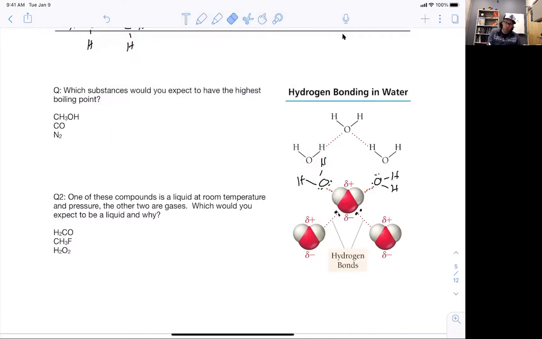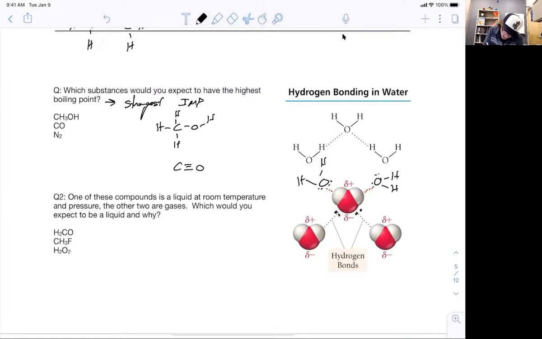So let's try a couple quick questions on some intermolecular forces here. Which substance would you expect to have the highest boiling point? So highest boiling point means strongest intermolecular force. We've got methanol. We've got carbon monoxide, which has an interesting Lewis structure. And we've got nitrogen, your classic triple bonded molecule. Which substance would you expect to have the highest boiling point?